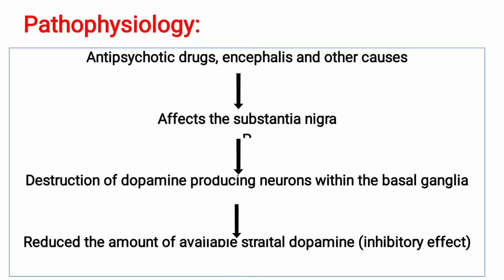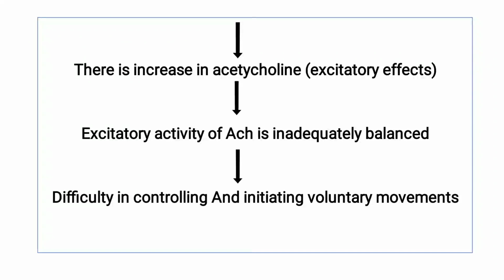It reduces the amount of available striatal dopamine, which shows an inhibitory effect. There is an increase in acetylcholine, which shows an excitatory effect. This excitatory activity of acetylcholine is inadequately balanced, and it causes difficulty in controlling and initiating voluntary movements.